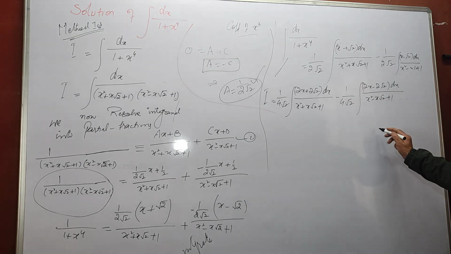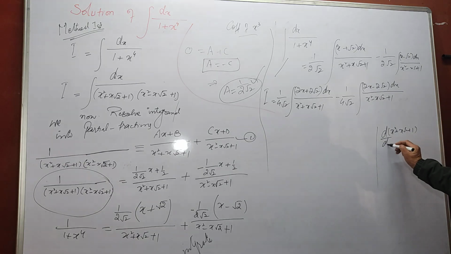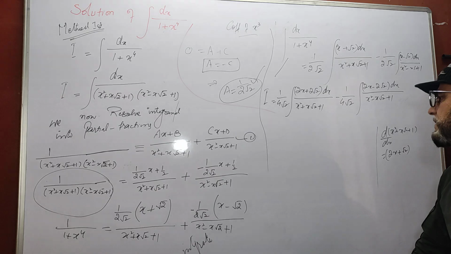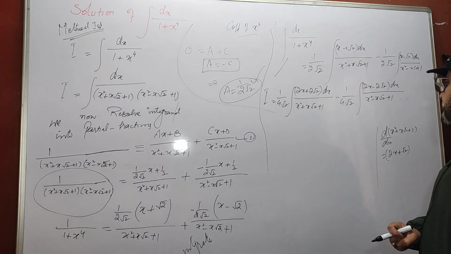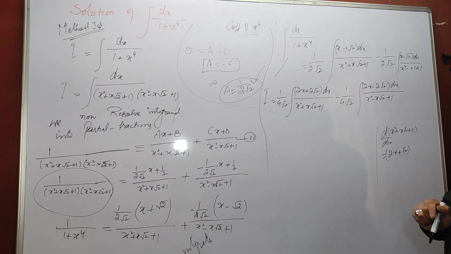Now you see, if I differentiate this, what is the derivative of x² + x√2 + 1 with respect to x? It will be 2x + √2. So here I need √2, and simultaneously I can subtract √2. You see how I go.